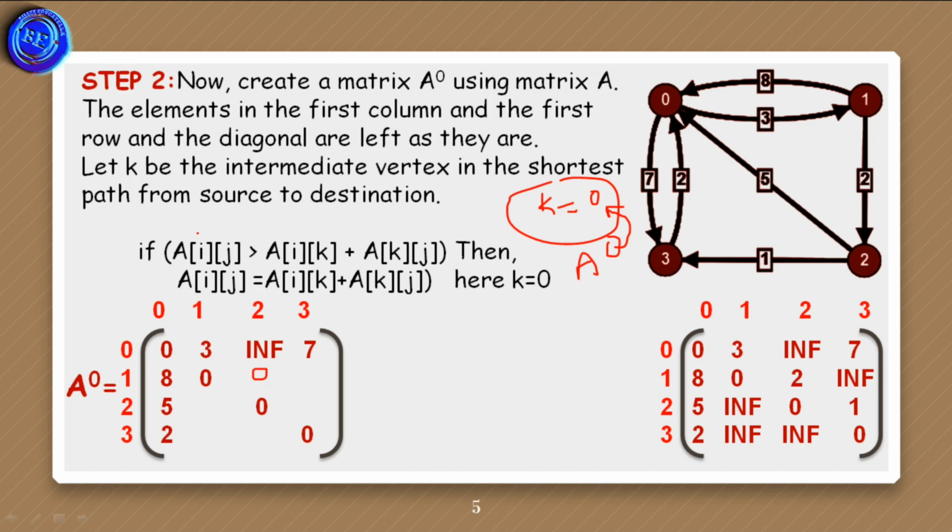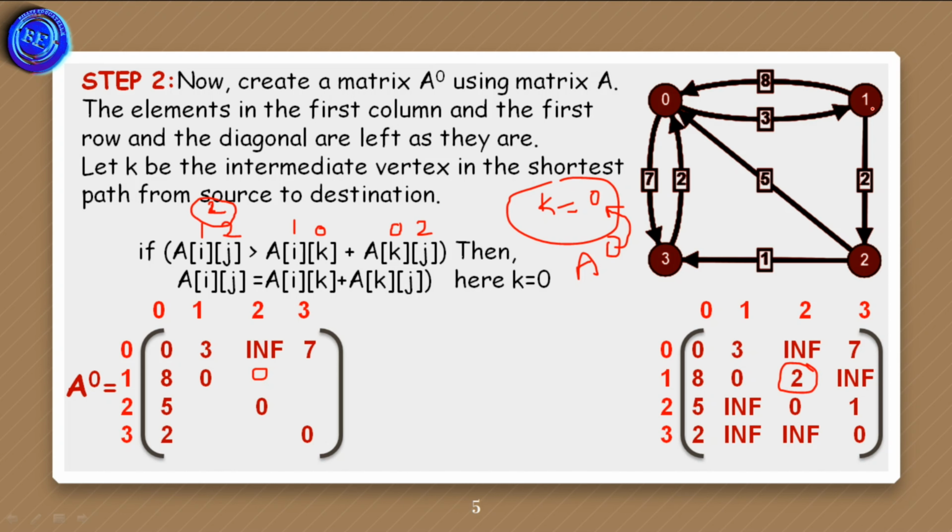For calculating the first row, second column, I am representing I as 1 and J as 2, and K value is 0 as I said. Actually, what is the cost of A of 1 2? The cost of A of 1 2 is 2. Please notice it.